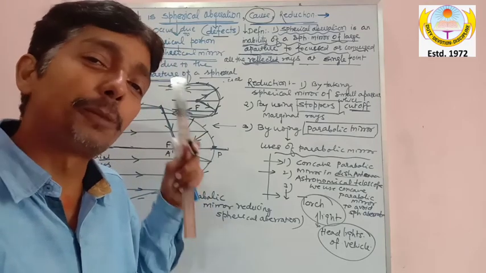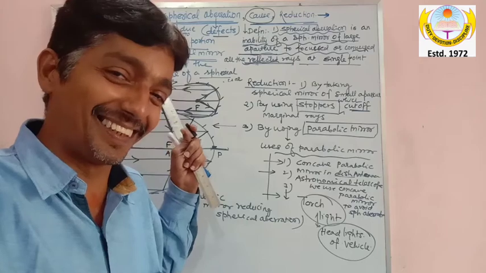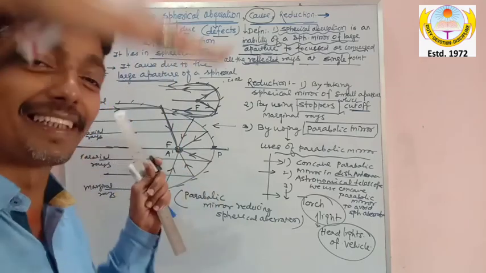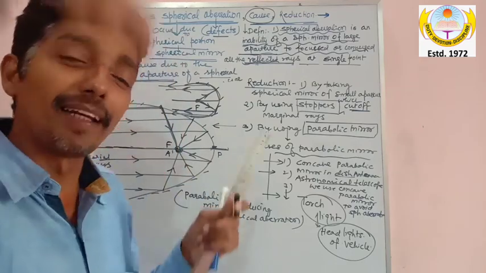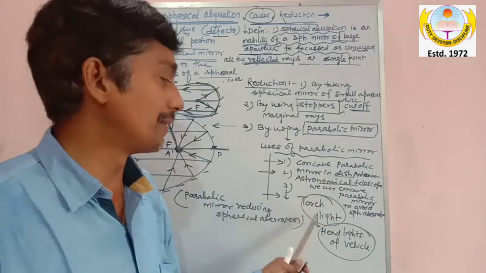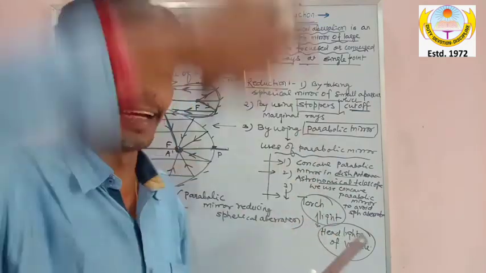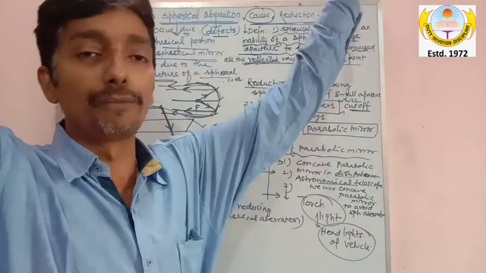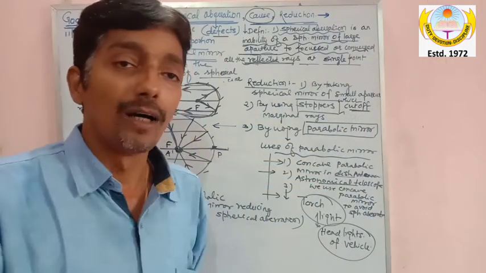Right? It will be spread over the long distance. Just as the marginal ray came here, this becomes the marginal ray. Am I clear? And that phenomenon is used for the torchlight or the headlight of the vehicle, so that the light will move to the long distance and we can see the object clearly.